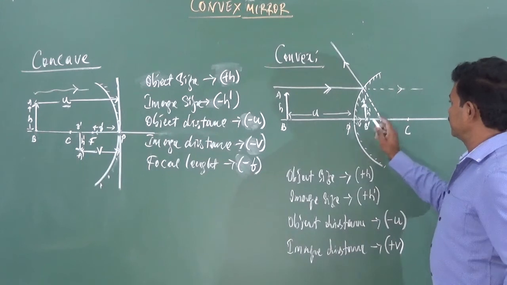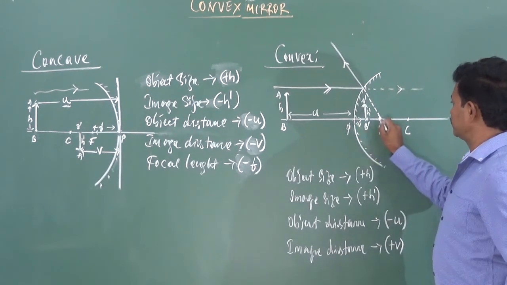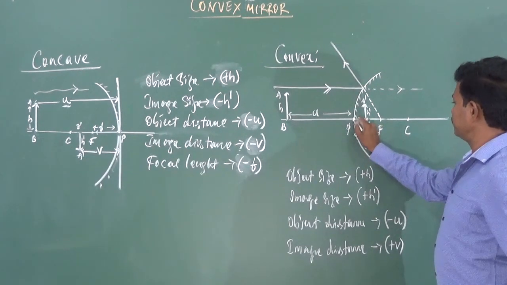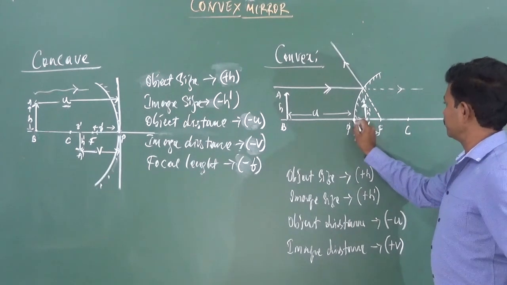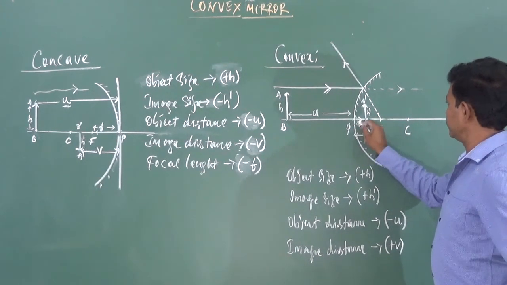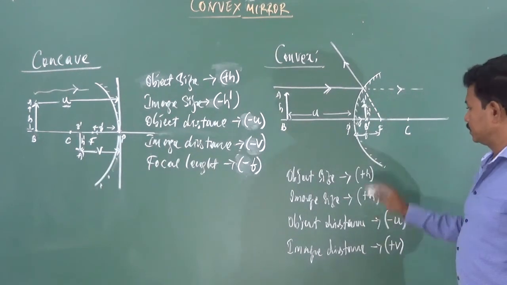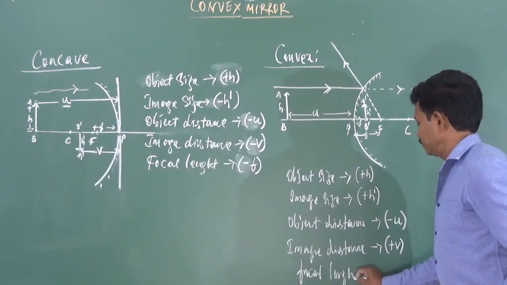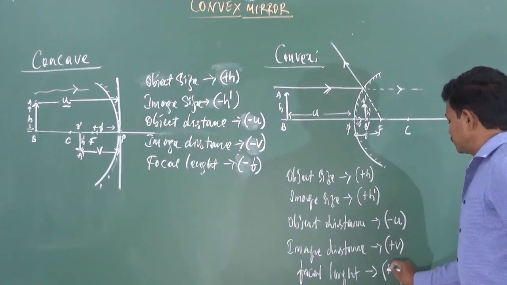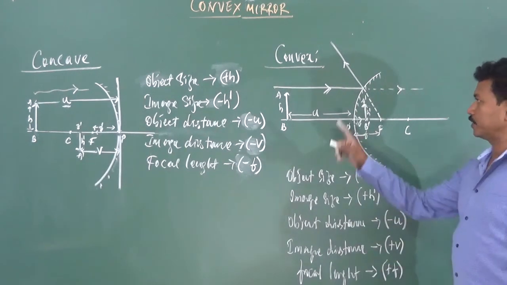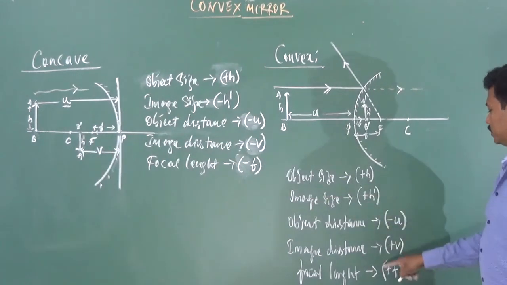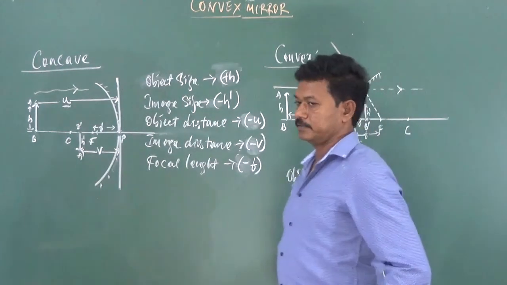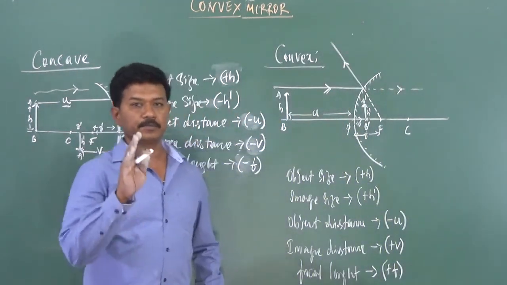Now let us go with the focal length. It is the distance between the pole and the principal focus. As you are measuring from the pole to the principal focus, you are doing it in the direction of the incident light rays. Therefore, focal length should be taken as positive. So focal length of a concave mirror is negative and the focal length of a convex mirror is positive. These are very important. You have to remember this, right?